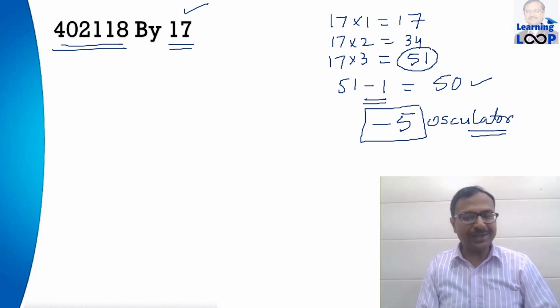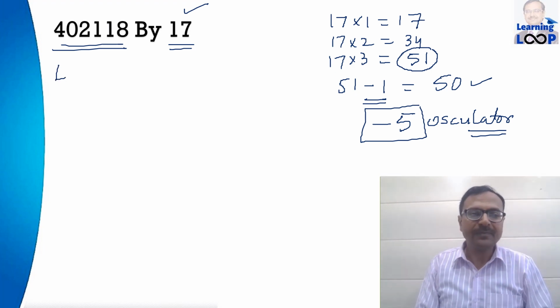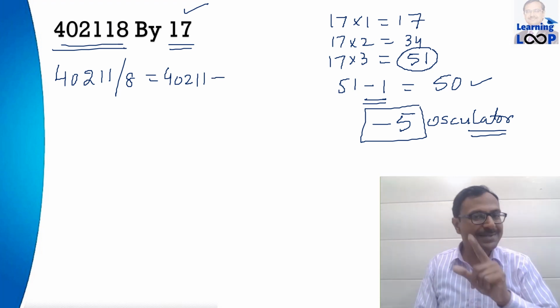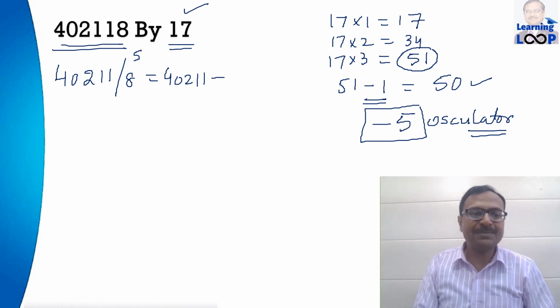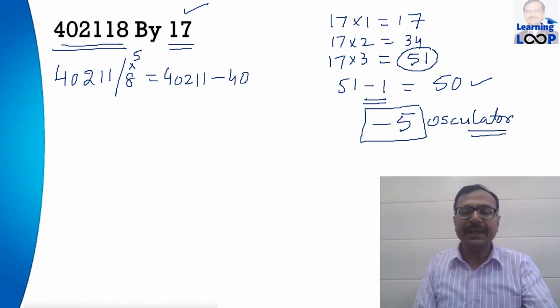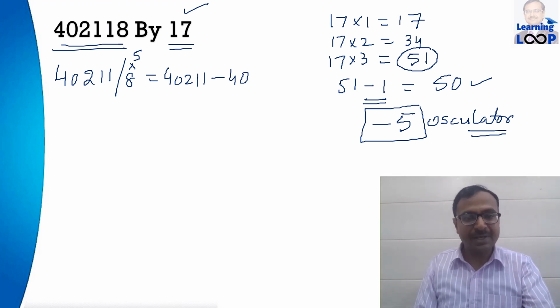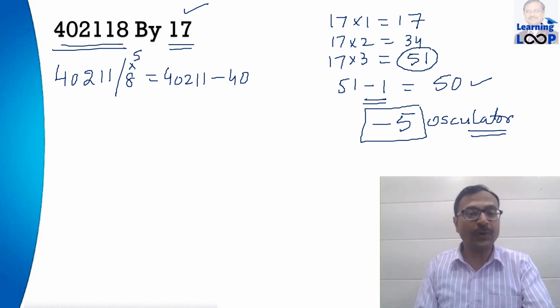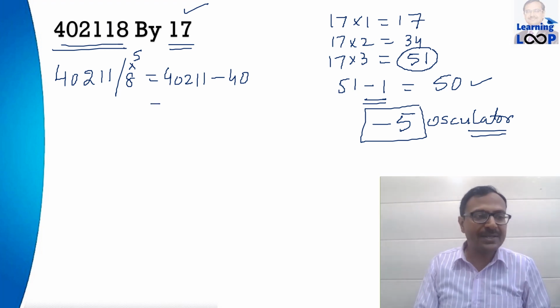How do we use the oscillator? Let's follow the same method. 40211, and I'll put a slash here, 8. So 40211 minus, because the oscillator is negative, 5 times 8 is 40. So now you have to carry out the subtraction, because the oscillator was negative. So minus 5 times 8 is minus 40, and therefore you get 211 minus 40 is 171.